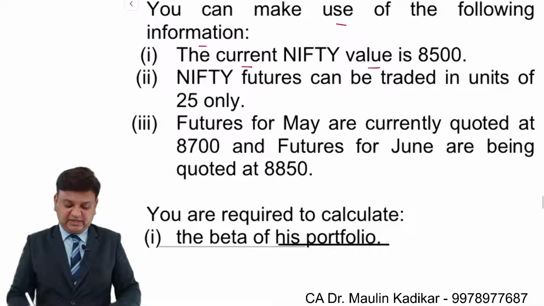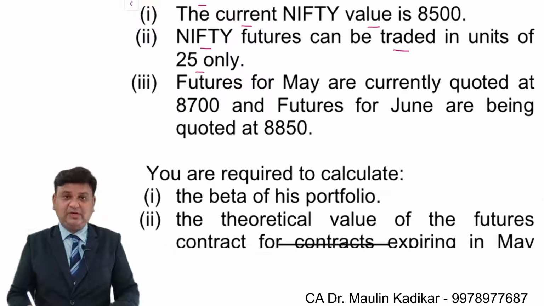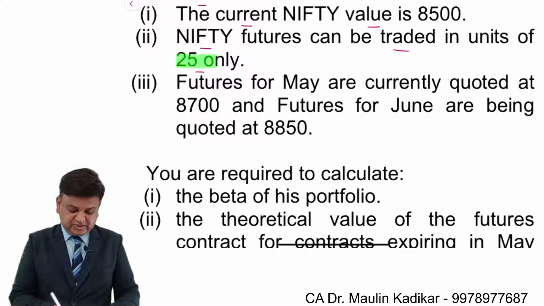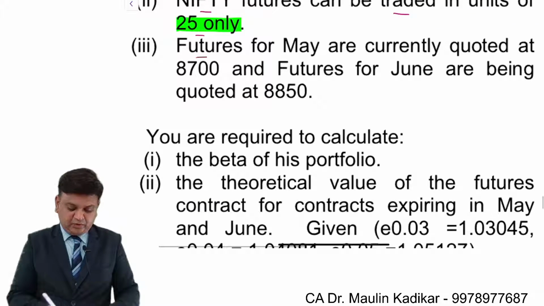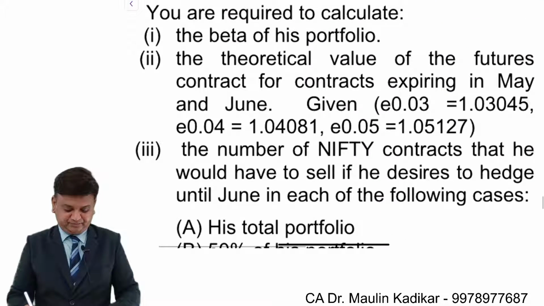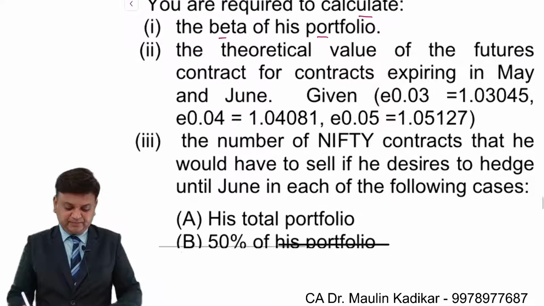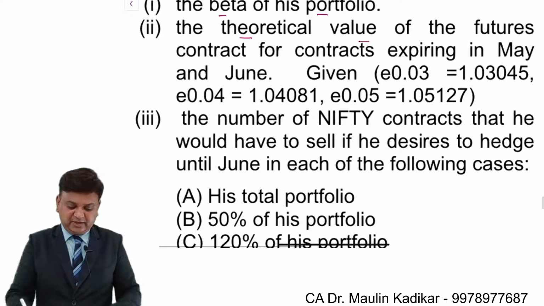Current Nifty value is 8500. Nifty futures can be traded in the units of 25 only, that is the lot size. Futures for May are currently quoted at 8700 and futures for June are being quoted at 8850. You are required to calculate, first, the beta of his portfolio. Second, the theoretical value of the futures contract expiring in May and June.